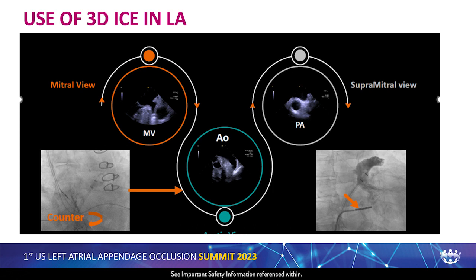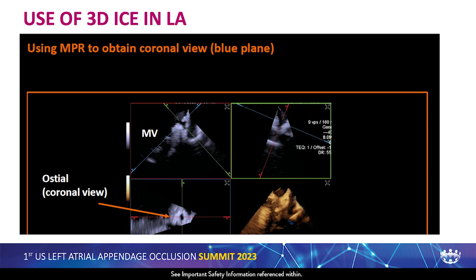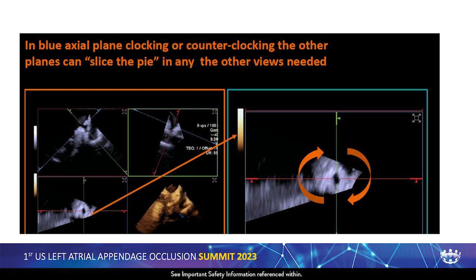And when you have 3D ICE, you really don't need to do too many maneuvers like this. You can just get a couple of pictures and use the MPR to create it, which makes life much easier for you. These are some examples of starting from the mitral view and then going towards this, and using MPR to obtain the coronal view, which is the blue plane. And another example where you can actually create the orifice and take your measurements.